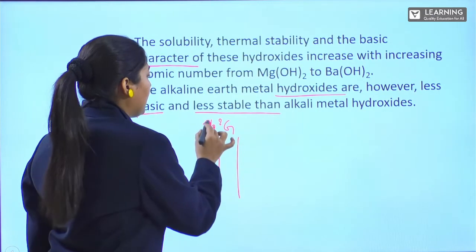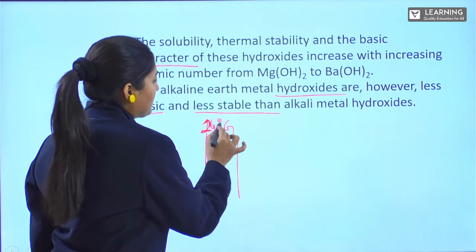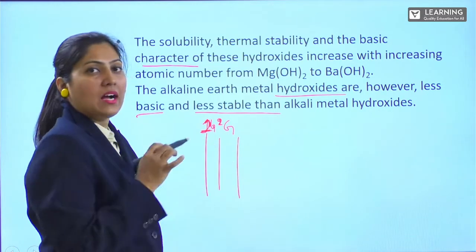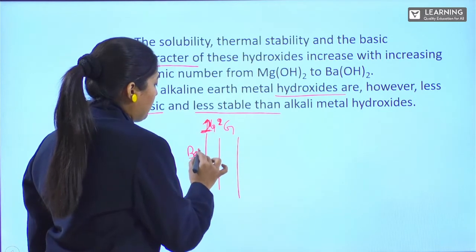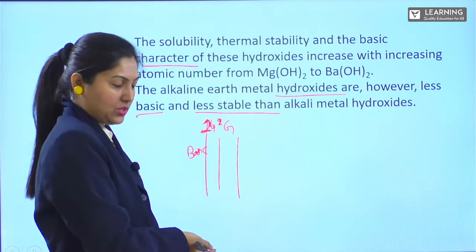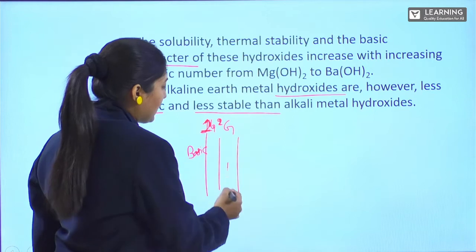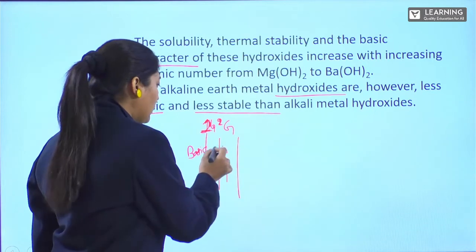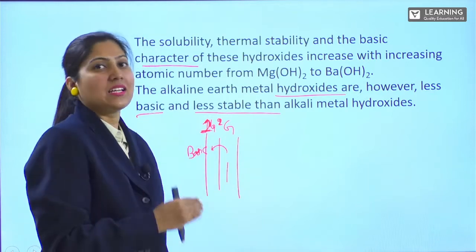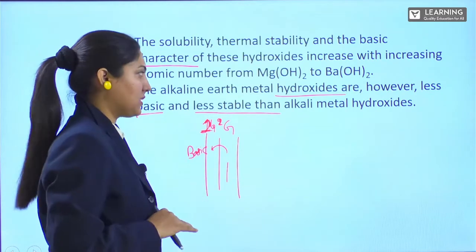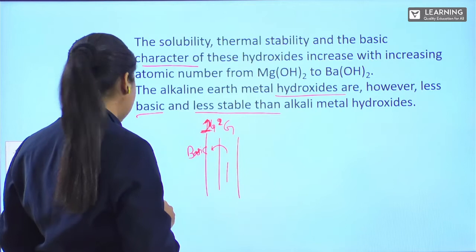So first group and second group, if I take, what happens here? The first group hydroxides are more basic. They are more basic because they are more ionic in nature. And if you take the second group elements compared to the first group elements, the second group elements are less strong in basicity, or they are less basic in nature.